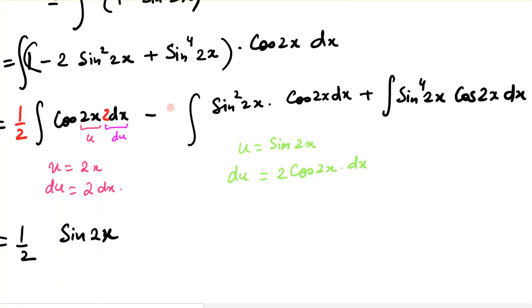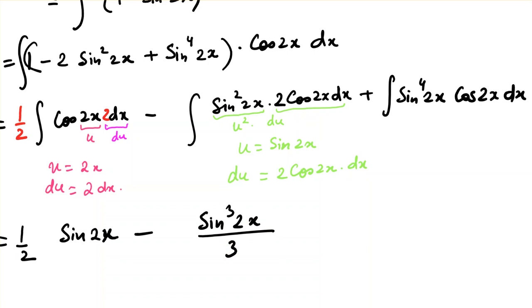So I'm just going to bring this inside together so that we can have this form. So now we have the form: a function squared and the differential of the function. So this is our general power rule. So we raise the power of the function by 1, so sine cubed 2x divided by the new power, which is 3.